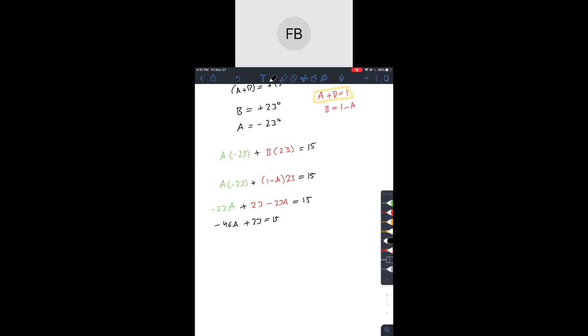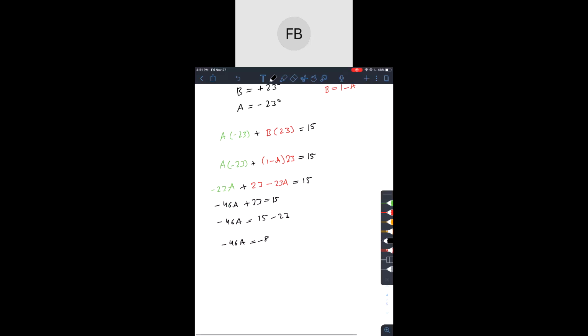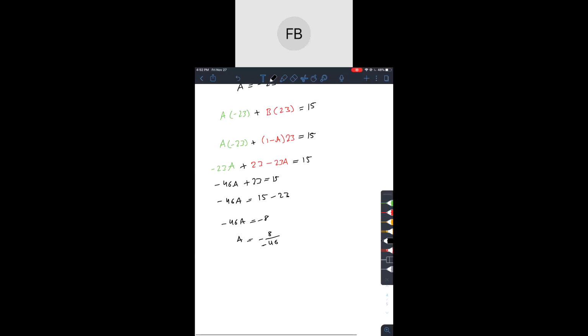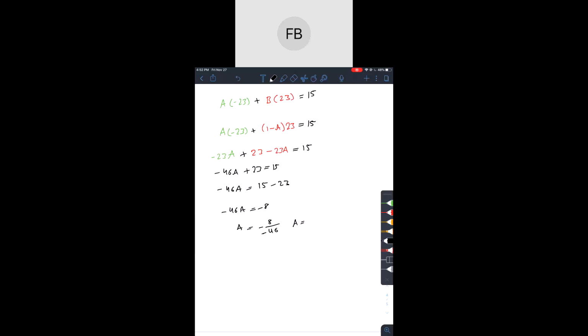Now we're just going to do 15 minus 23. I just brought this over onto the other side, and that gives us negative 8. So negative 46A equals negative 8, and then A equals negative 8 over negative 46. What does that give us? It ends up being a percentage of 17.4.